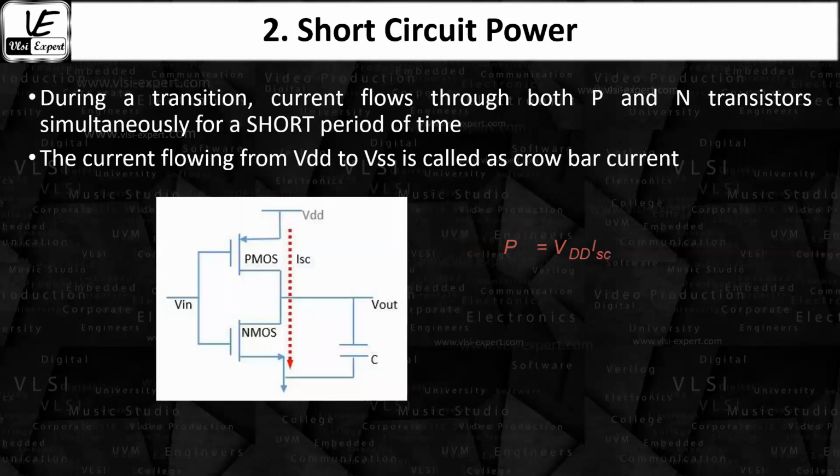Then the short circuit power: as I already told you, during a transition when both the PMOS and the NMOS transistors are on, a current flows simultaneously for a short period of time. VDD and ground are short circuited, and this current flowing from VDD to VSS is called the crowbar current.